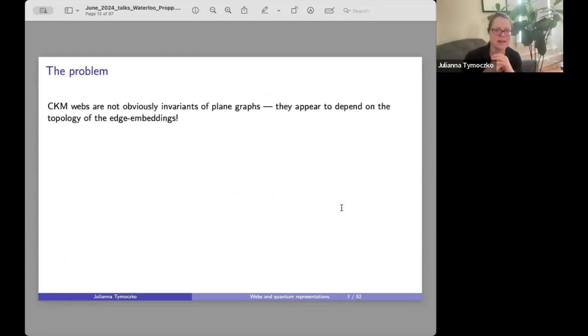So, oh, good. Here's another thing that always bugged me about the CKM web construction. They are not in any sense obviously invariants of the plane graphs. What I mean by this is that whatever we want a web to be, the first thing is that it is a planar graph that has been embedded in a particular way in the plane. However you embed it in the plane, you should get the same vector out at the end of the day. So we don't care how it's been embedded, but we're going to want to embed it in one particular way.